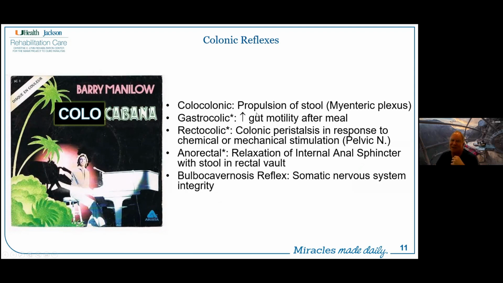Colocolonic reflex means that as stool enters the colon, it actually causes a reflex contraction of the myenteric plexus, so that the large colon contracts and helps to continue fecal material through the large colon.